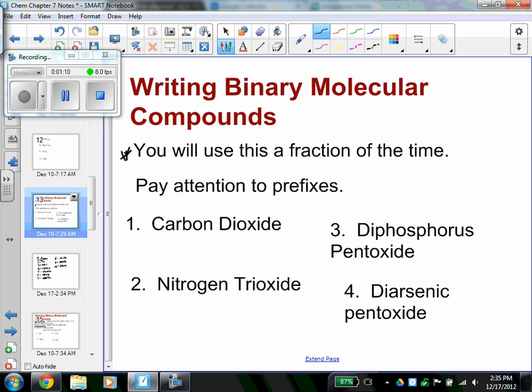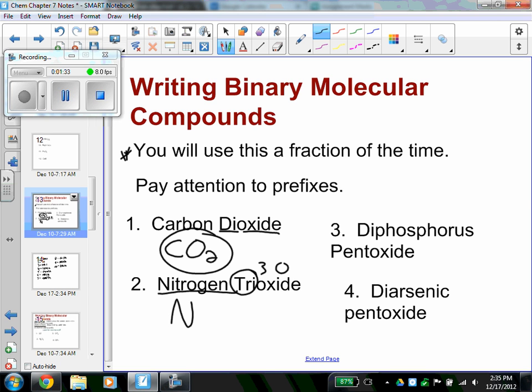So when we go back to this, and I want to write carbon dioxide, obviously there's no prefix on carbon, so there just must only be one. So carbon, and then of course di, meaning two, oxygens, CO2. Okay? Nitrogen trioxide. Nitrogen, there's no prefix, so we're going to assume there's only one. Tri is 3. Oxide is O, NO3.